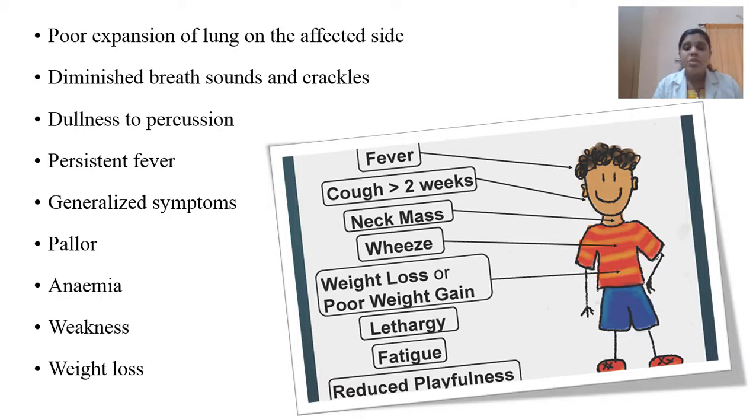Then poor expansion of the lungs on the affected side. Then if you do an auscultation, the breath sounds will be diminished, or there will be absent breath sounds, or crackles can be heard because of the increased amount of secretions. And if you do a percussion, you can usually hear the dullness sound.